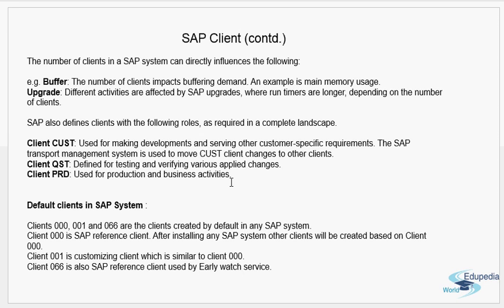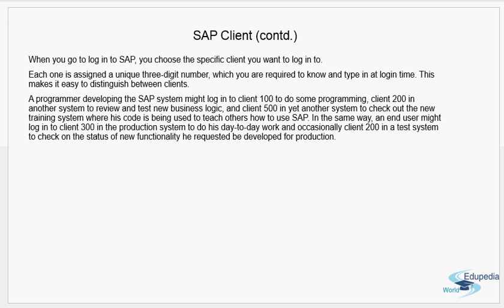When you initially build an SAP system, we have 3 clients by default. They are created. 000 is the actual SAP reference client, and all the other clients will be built according to this. Then 001 is a customizing client similar to 000, and 066 is used by the EarlyWatch service. This EarlyWatch service is nothing but if you need any help from SAP, they will log on using this client to our systems.